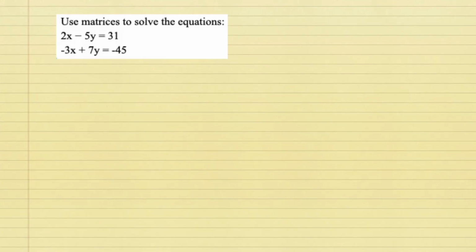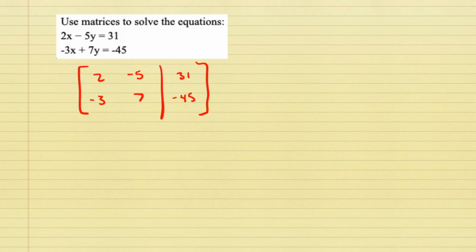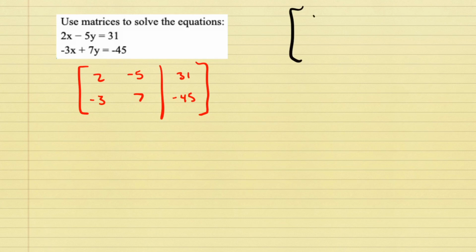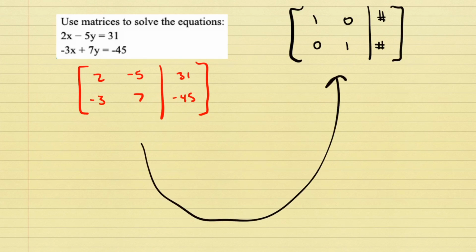Okay, so I'm going to make this an augmented matrix. So it's 2, negative 5, and 31. Then negative 3, 7, and then negative 45. And we're going to solve this. I'll keep little notes below so you can see how it's working. Again, remember, the goal of this problem is to get it to this form, and then there's going to be numbers over here, and those will be the answers for x and y. That's what we want to get to, so I'm going to work my way all the way there.